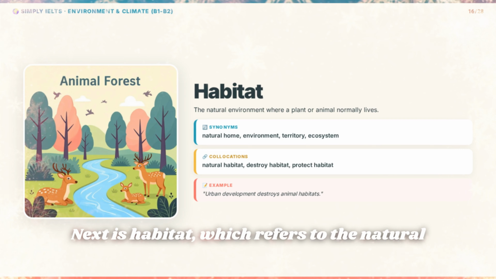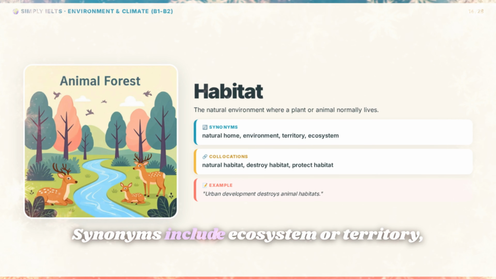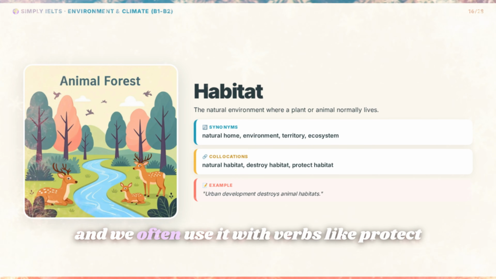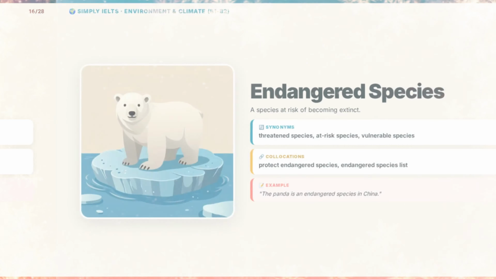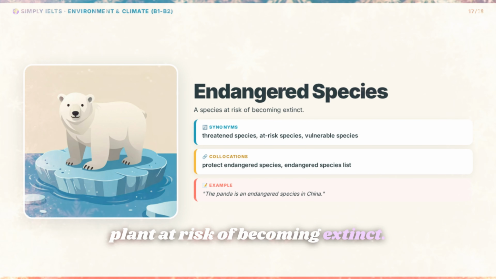Next is habitat, which refers to the natural environment where a plant or animal lives. Synonyms include ecosystem or territory, and we often use it with verbs like protect or destroy. An endangered species is an animal or plant at risk of becoming extinct. These are sometimes called threatened or vulnerable species. Conservationists work hard to protect endangered species.